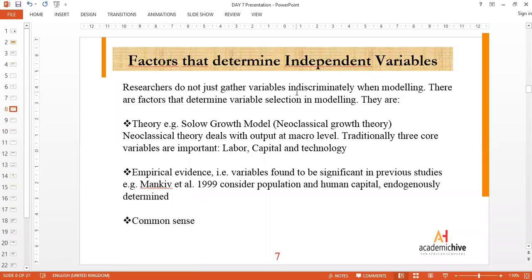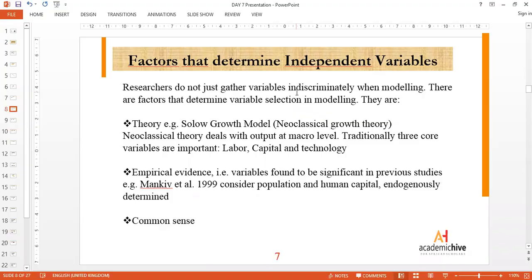Some of the factors that affect the selection of an independent variable, number one is the theory. So if you have understood the theory you'll be using for your study, such theory can help you come up with a particular variable for your study. I use an example of the Solow growth model theory here, also known as the neoclassical growth theory. So this is an economic theory, okay? Neoclassical theory deals with output at the macro level. And that theory states that there are three things that are responsible for economic growth.